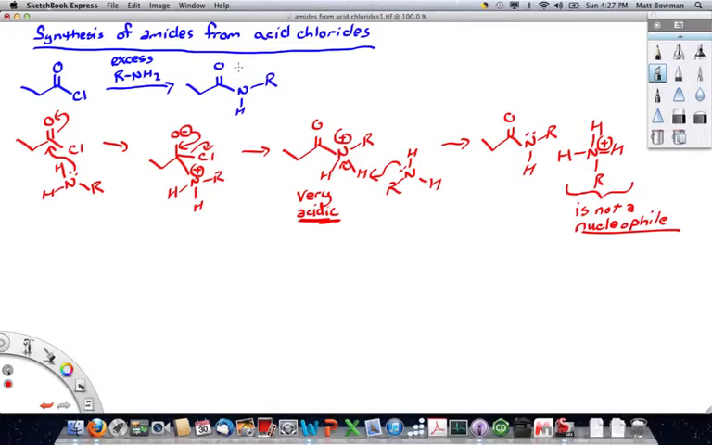Otherwise, the reaction stops halfway, where half of your amine has been consumed, half of your acid chloride has been consumed. The remaining half of your amine is just this protonated form. Now, this is not particularly a good method if your amine is expensive because you're burning half of your amine in this protonated form.